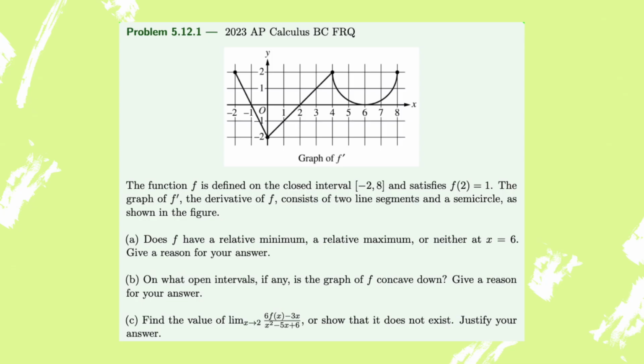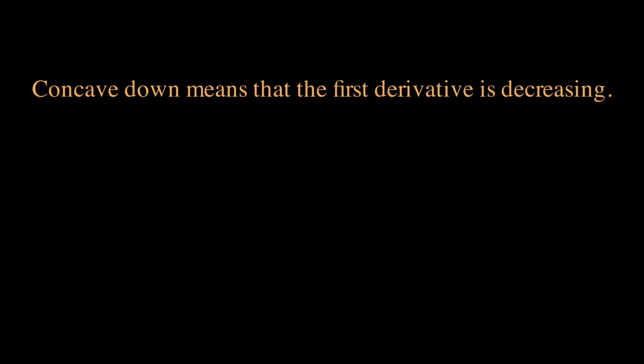which means that neither a relative minimum nor a relative maximum exists at x equals 6. Now part B says, on what open intervals, if any, is the graph of f concave down? Well, a function will be concave down when the second derivative is negative, which means that the first derivative is decreasing. So we can investigate this graph, right? And we can see that the first derivative is decreasing from x equals minus 2 to 0 and x equals 4 to 6.